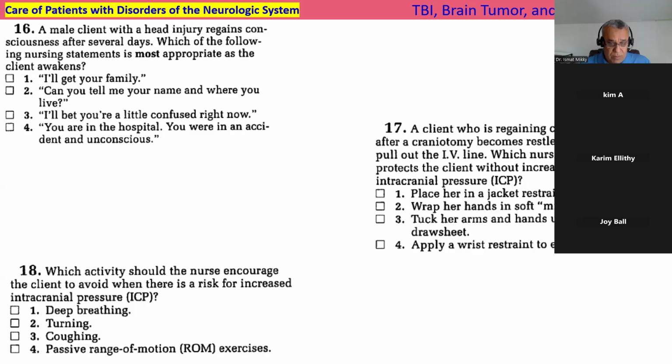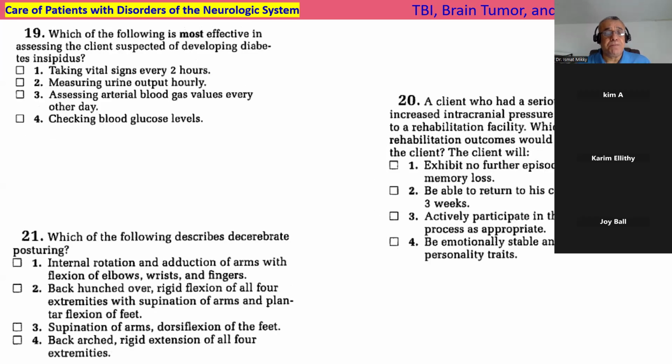Is it coughing? Yes, because coughing is contraindicated for a client with the risk of increased ICP. So the answer is 3, coughing. Okay, 19.